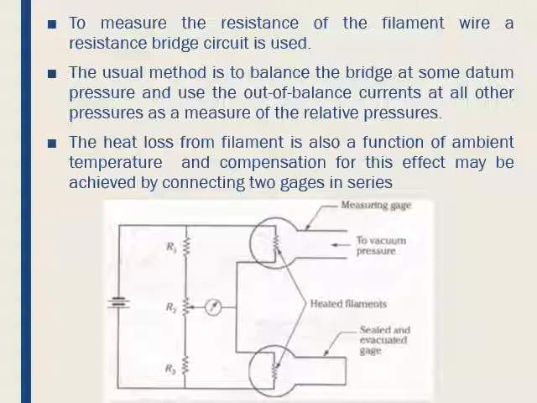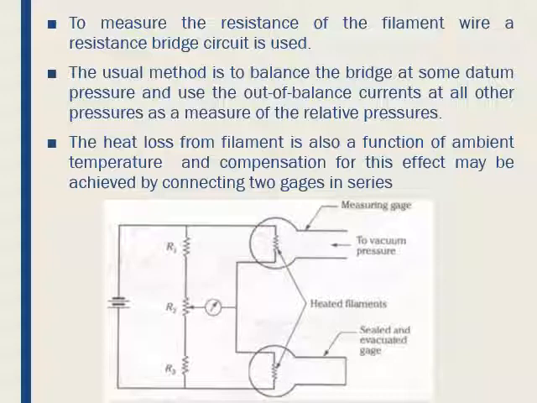To measure the resistance of the filament wire, the resistance bridge circuit is used. The usual method is to balance the circuit at some datum pressure. That's why generally a sealed and evacuated gauge is used, and the out of balance current at all pressures is used as a measure of relative pressures. In the figure, we can see the sealed and evacuated gauge, in which the same heated filament is used, which is considered as a datum.